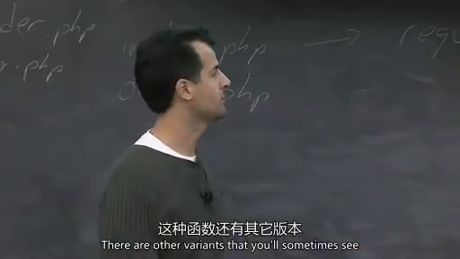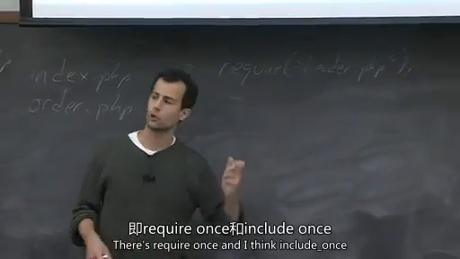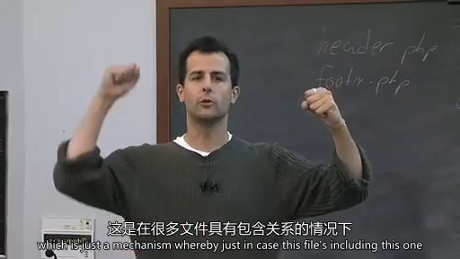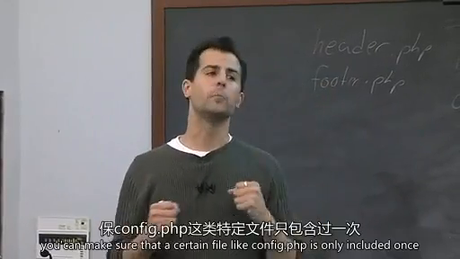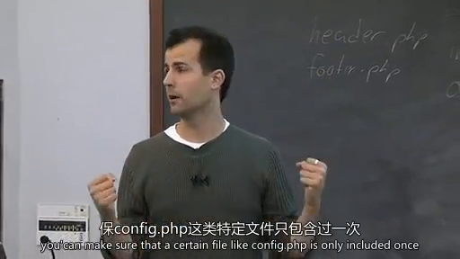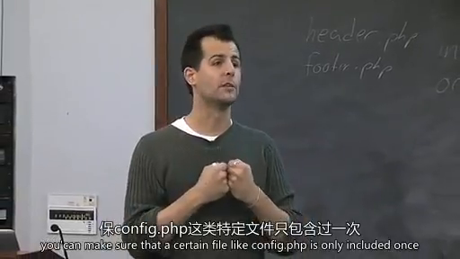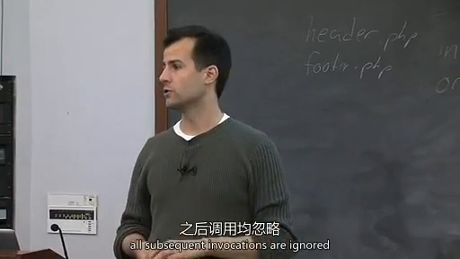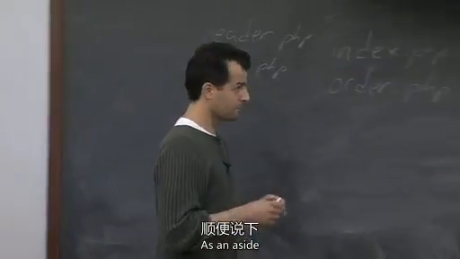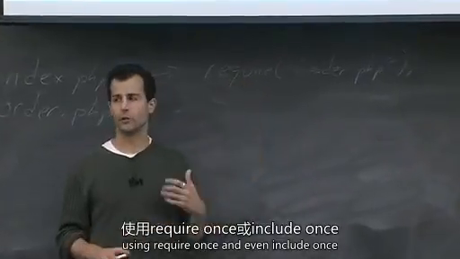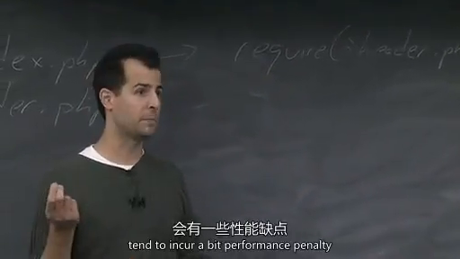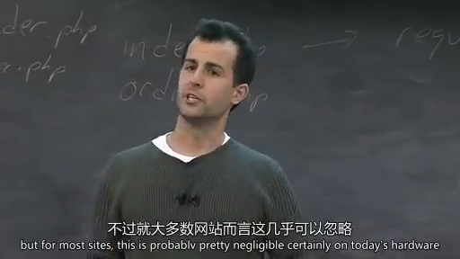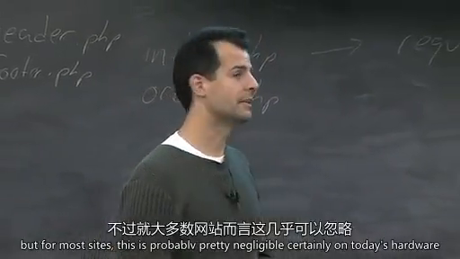There are other variants that you'll sometimes see. There's require once, and I think include once, which is a mechanism whereby, just in case this file's including this one and this one's including this one, you can make sure that a certain file like config.php is only included once. It's only pasted once, and if you see require once multiple times, all subsequent invocations are ignored. As an aside, using require once and even include once tend to incur a bit of a performance penalty because PHP has to keep track of whether or not it's required that file before. But for most sites, this is probably pretty negligible, certainly on today's hardware.